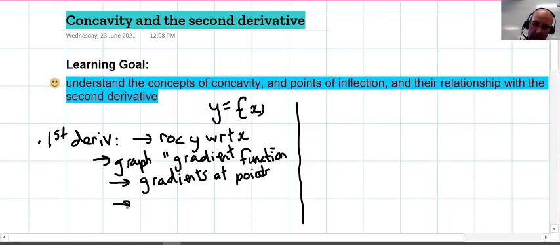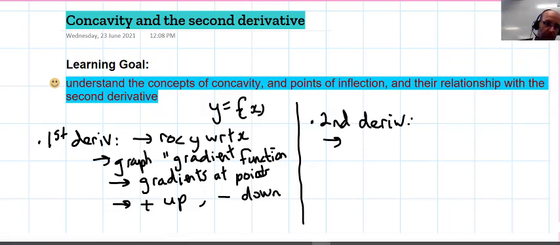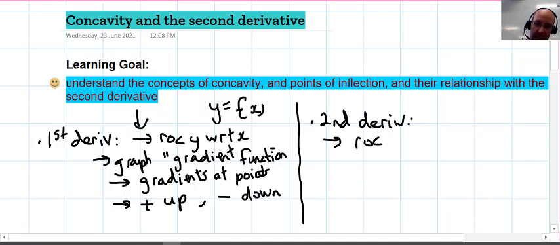If the first derivative is positive, we're talking about a curve that's going up. If it's negative, the curve's moving down. The gradients are negative, in other words. So if we're talking second derivative, we're talking about the rate of change of the gradient function. All this stuff over on the left, it's the rate of change of all that. So the rate of change of the gradients, or in fact the gradient function. So it's how the gradient function's changing.